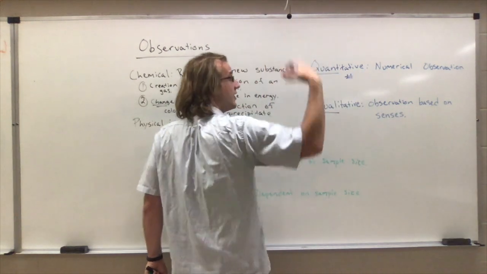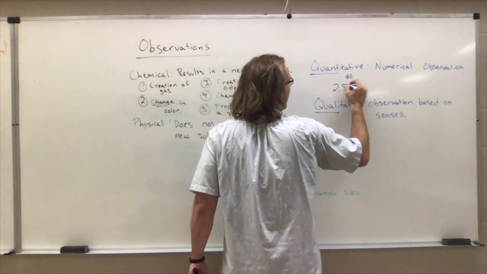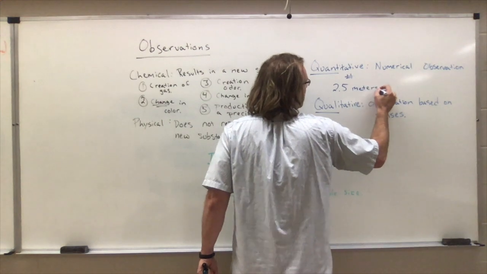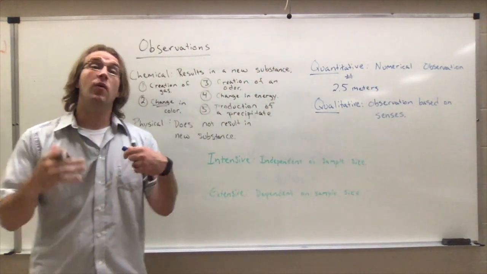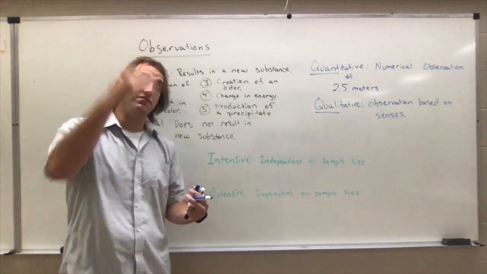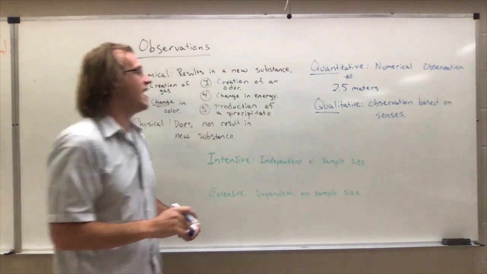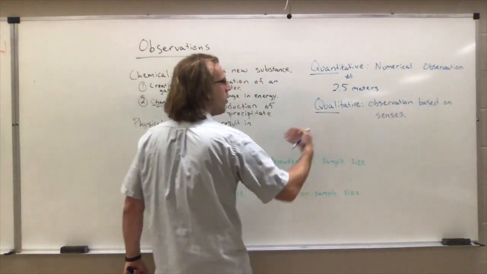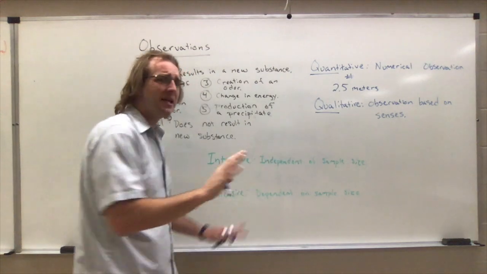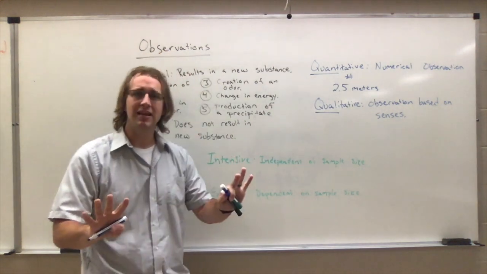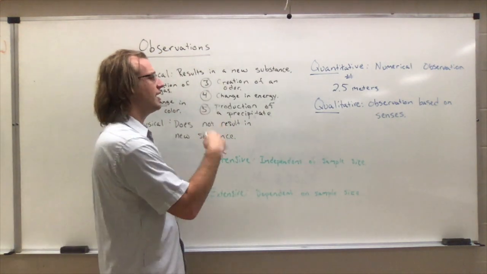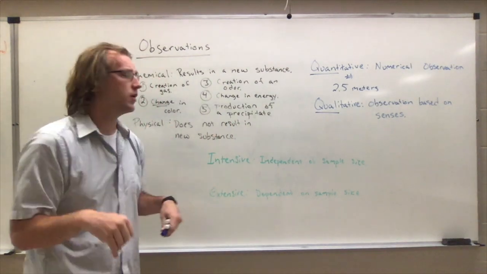So for example, if I said that this room is 2.5 meters in height, that would be a quantitative observation. I've measured and I've got some values. A qualitative observation is just based on your general senses. You're not measuring anything with a tool. We're just kind of describing what we see as its outward appearance.